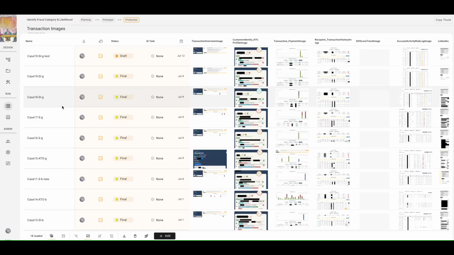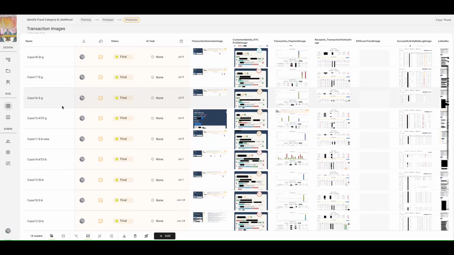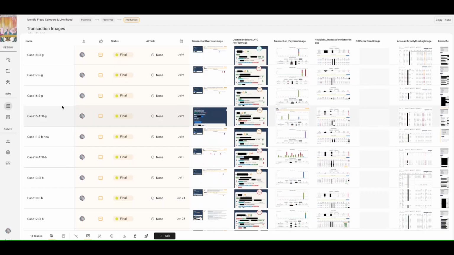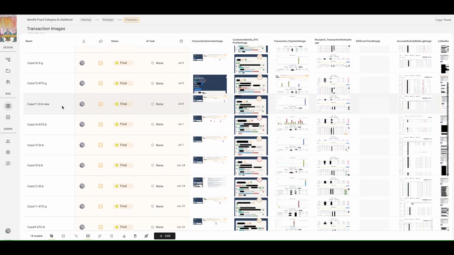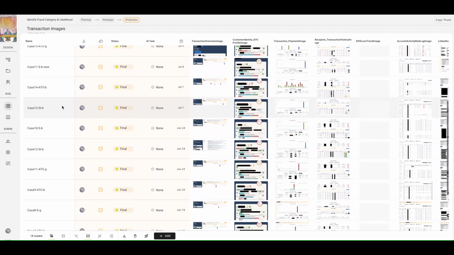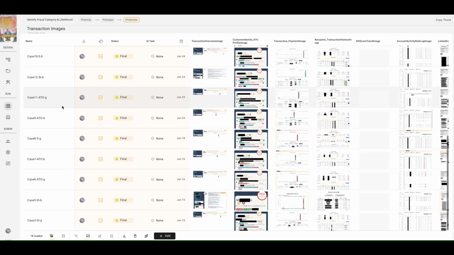Here's a Thunk for identifying fraud category and likelihood of fraud in incoming transactions. Here you're seeing a list of transactions that my AI has already processed and made a call on what type and likelihood of fraud it might contain. Let's jump into one example and look at this in more detail.